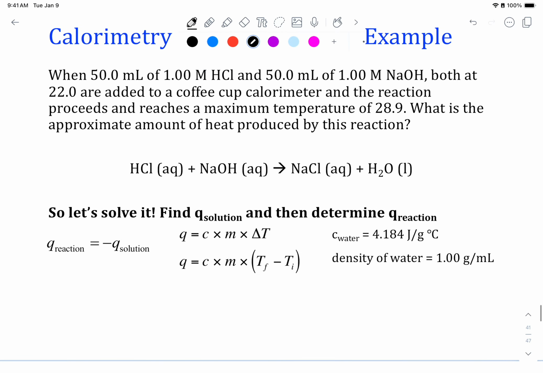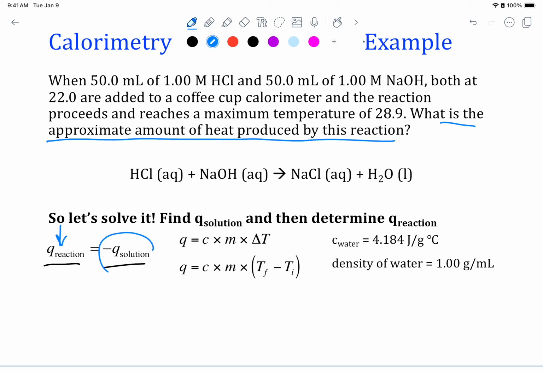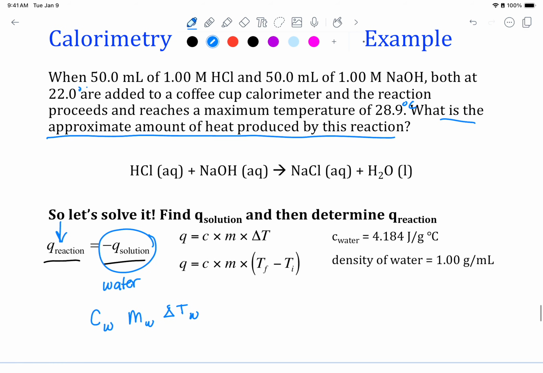And so what I want you to do is now solve this problem. Think about what we were just talking about with Q of the reaction and Q of the solution. We want to find this value. This is what the question is asking for. So what is the approximate amount of heat produced by this reaction? What we want to do is say, well, if we know Q of solution, aka water, we want to know C of the water, M of the water, delta T of the water. I'm going to remind us that I forgot my temperature notation there for 22 and that 28.9.